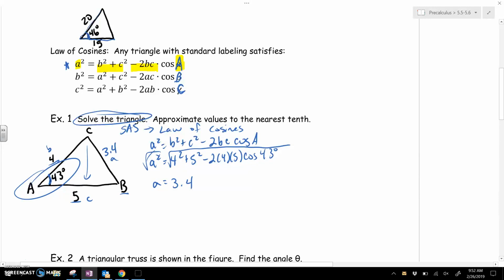Or you could use the law of sines, but then the order matters. We haven't talked about the ambiguous case yet, but you could in the end use the law of sines, but you have to be very careful. So today, since we haven't done the ambiguous case, we're just going to use the law of cosines.